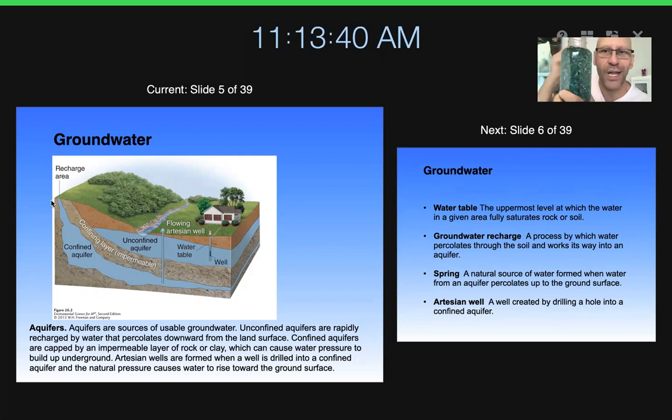Now that's hard to comprehend. It's hard for your brain to understand that because what you're thinking is rock is solid. How can rock hold water like a sponge? It can hold water like a sponge because this type of rock has pores. Now, that is not the case for every type of rock.